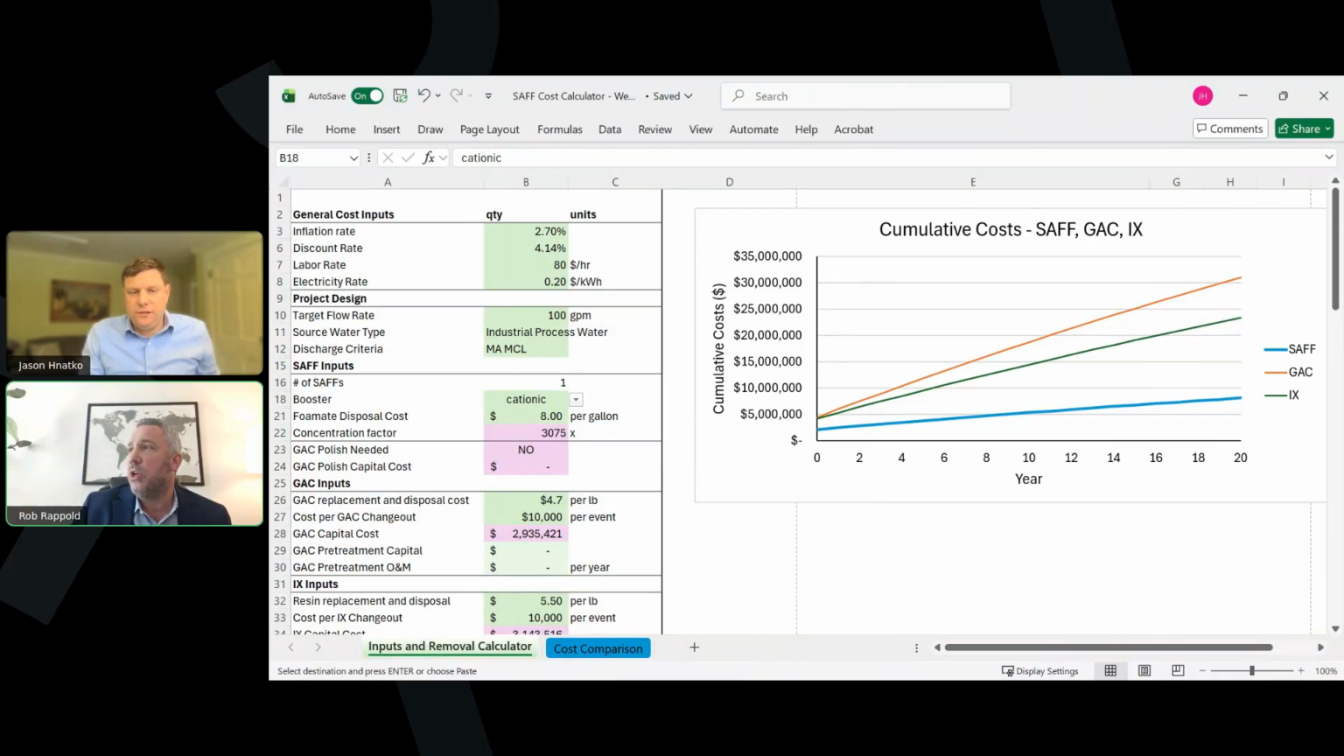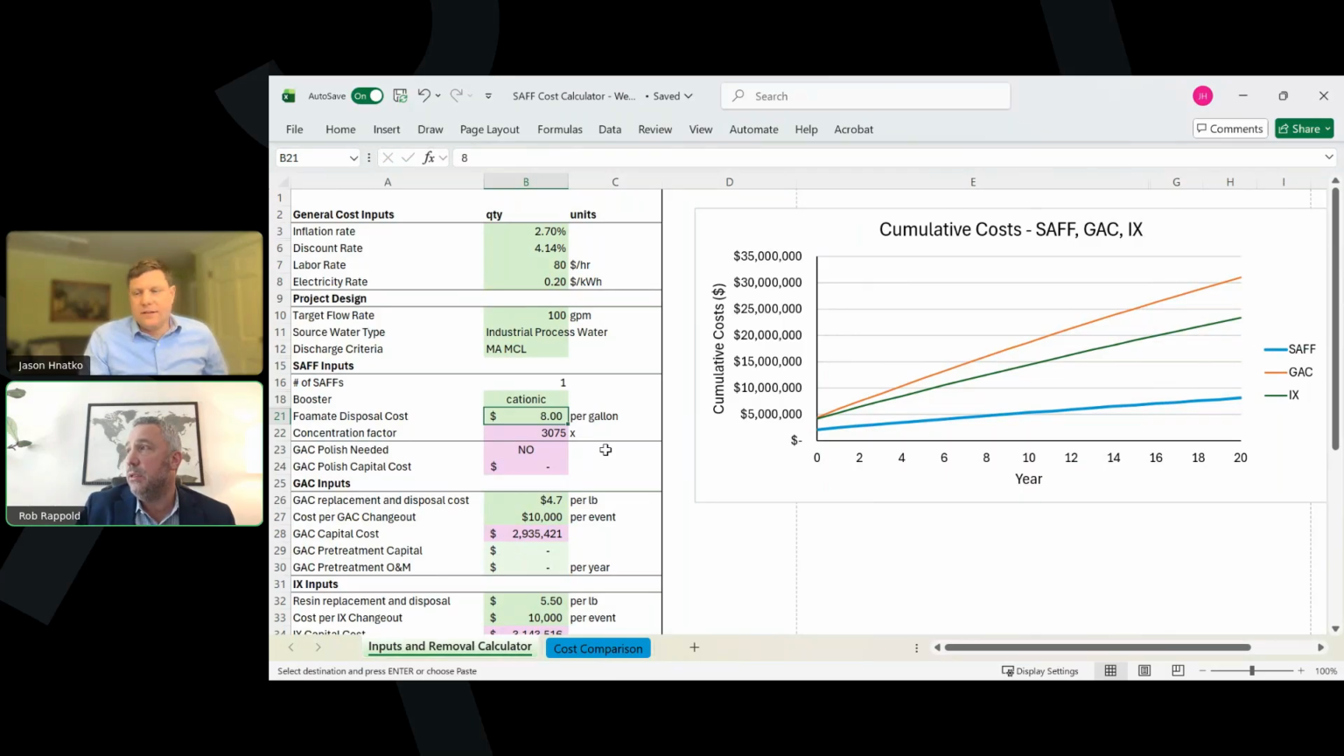There's a question about, can the tool extend to foam frac concentrate destruction costs rather than disposal? The answer is yes. We can look at the cost of handling things. So depending on what your means of destruction, disposal, et cetera, are, you can adjust the price per gallon right there, and it'll impact the cost calculator.